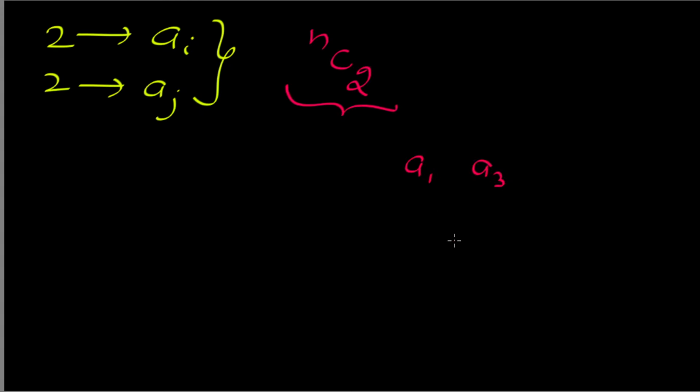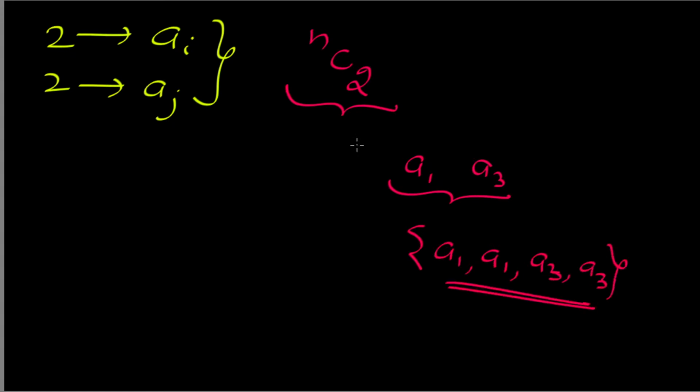If you are selecting a1 comma a3, from n elements you select two elements. Now this a1 you take two times, and this a3 you take two times. So from these two elements, this is what you will make. Yes or no? So only these many ways are there. Is this clear, Asis?